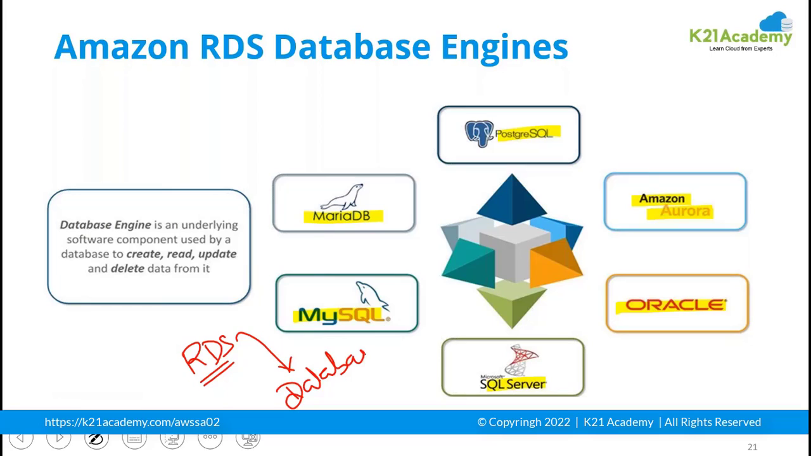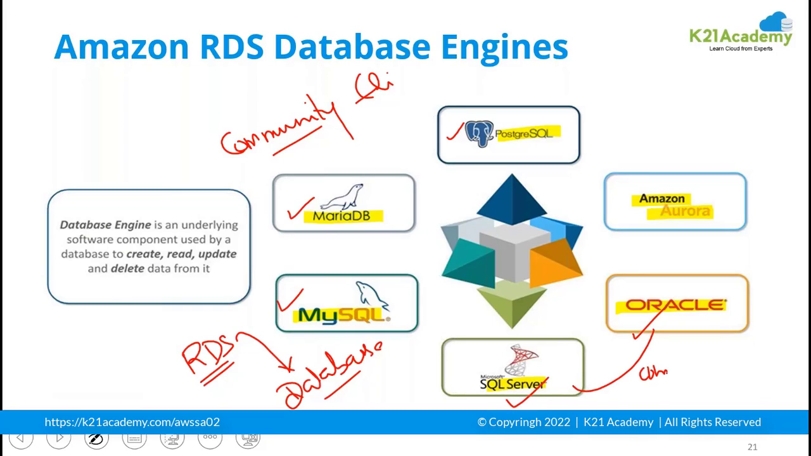Now you should know that some of these are non-commercial models. These are community editions, and we can use these databases for free. They are open source. But Oracle and MS SQL are commercial versions of databases. We need to buy a license to use them. Up to a certain stage, we get it for free.